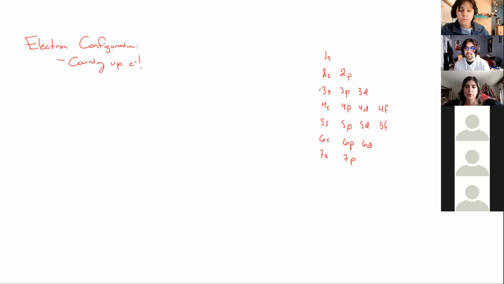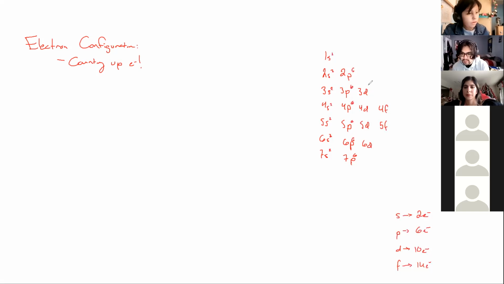Okay, so here you could write all your exponents, but I'm going to assume that you all know. How many electrons can our S block hold? 2 electrons. Our P block? 6. Our D block? 10. And our F block? 14. Nice. So P is 6 each time, D is 10, and F is 14.